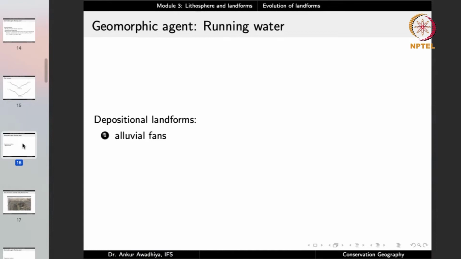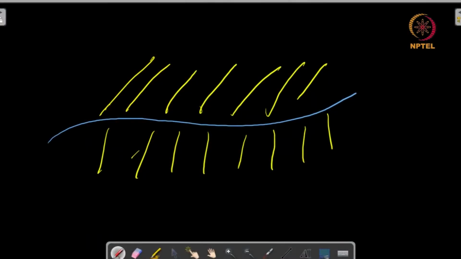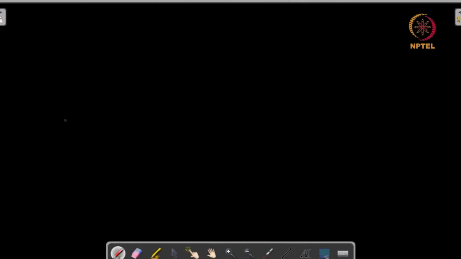Now, along with erosional landforms, we also have depositional landforms, where the river is depositing sediments, such as alluvial fans. Now, this is an example of alluvial fans, as we can observe in the Death Valley National Park. So what is an alluvial fan? In this case, you have a small hill-like structure and the water is eroding the top portion, and as soon as it reaches here, the speed reduces, and so it starts to deposit the sediments here.